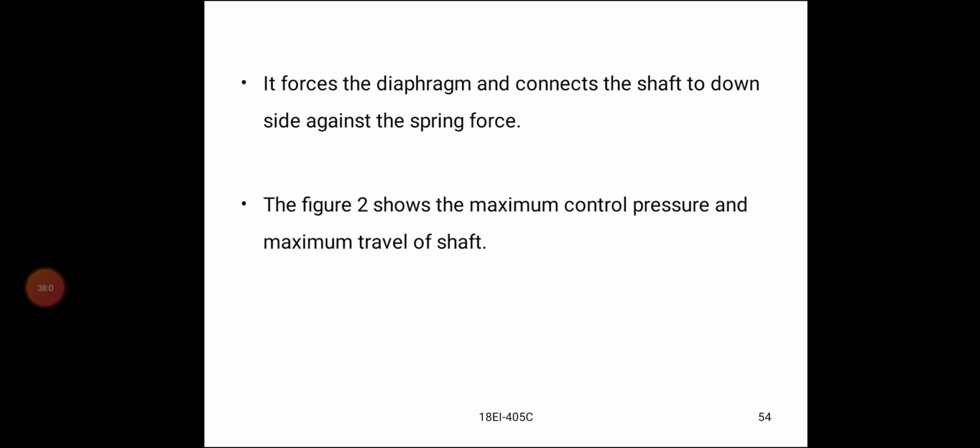Figure 2 shows the maximum control pressure and maximum travel of the shaft. The pressure and force are linearly related. The shaft position is linearly related to the applied control pressure.